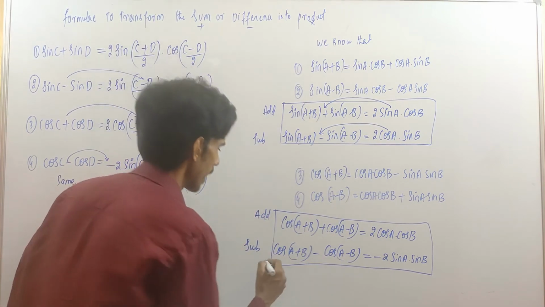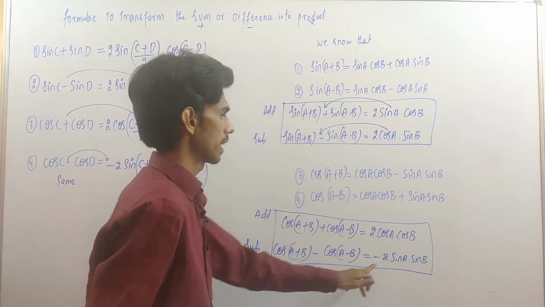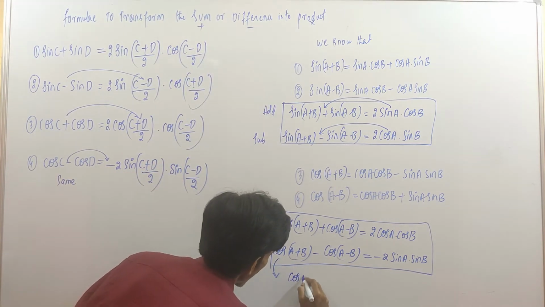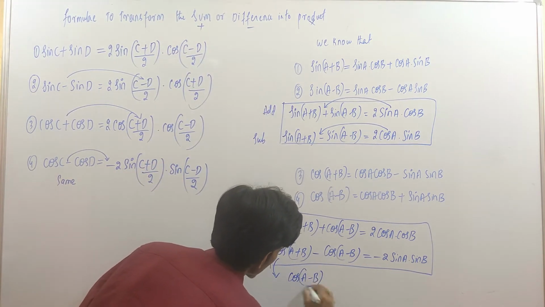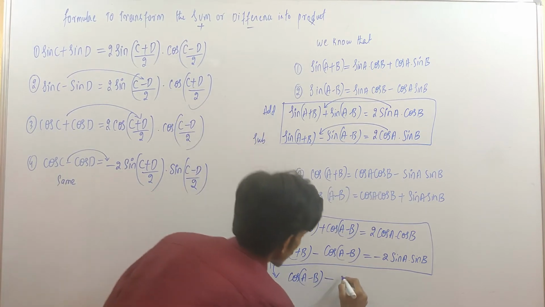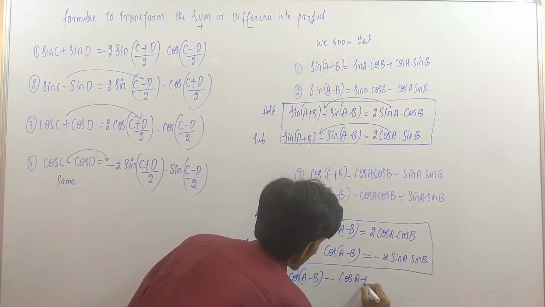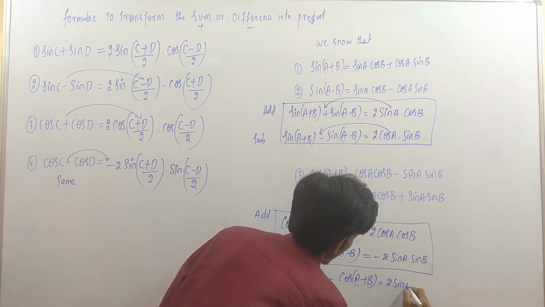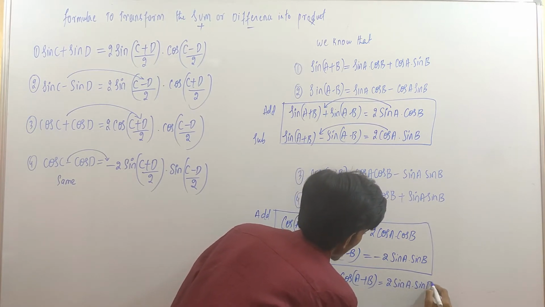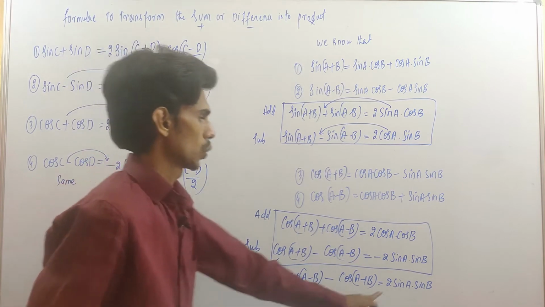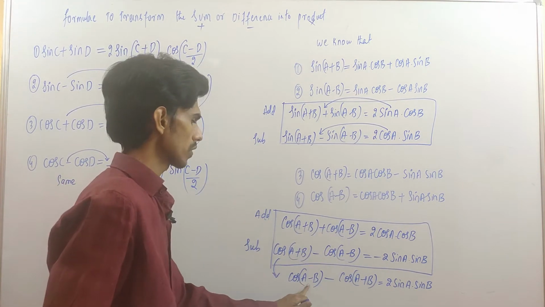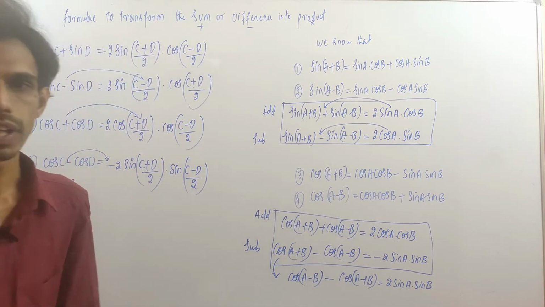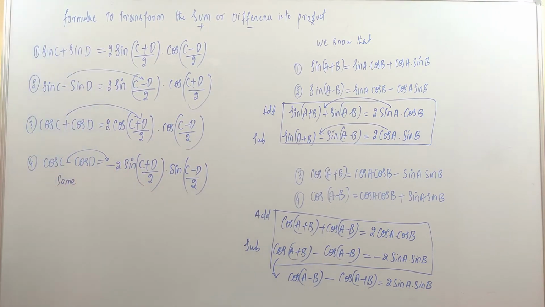This can also be written as, send this minus to that side, it will become cos A minus B minus cos A plus B is equals to 2 sin A into sin B. 2 sin A sin B values cos A minus B minus cos A plus B. So these are the formulas that you have to remember.